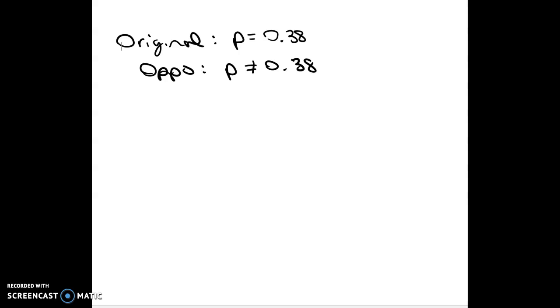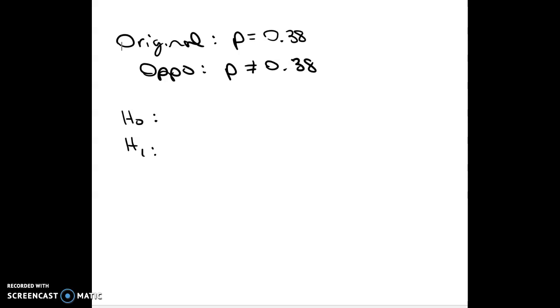Okay, so the original claim is that 38% of the graduate students are smokers. So proportion is equal to 0.38. All you're doing is taking that 38% and changing it to a decimal. The opposite of equal is not equal, so not equal to 0.38. From that we can get our null and our alternative.